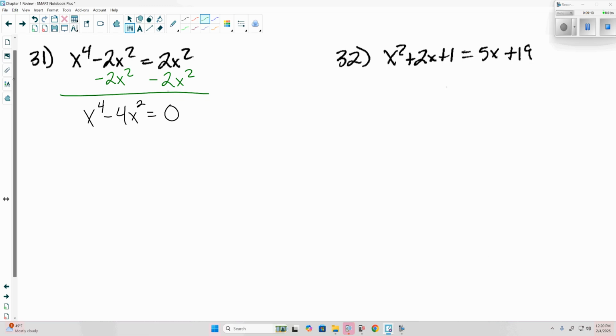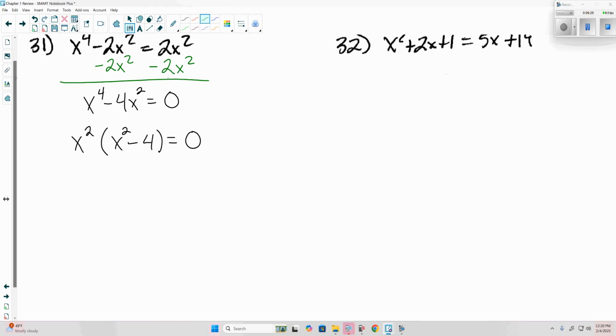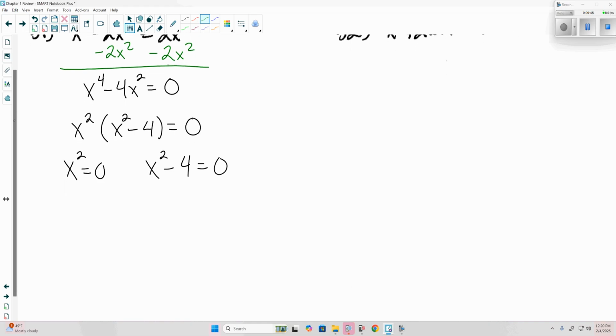Now here, x to the fourth minus 4x squared does have a greatest common factor of x squared. So we can factor the x squared out. And since we have two things multiplied together to equal 0, one of these is going to be 0. Now, x squared minus 4 is a difference of perfect squares. We can factor just like we did previously with our x squared minus 1 and get to this answer.